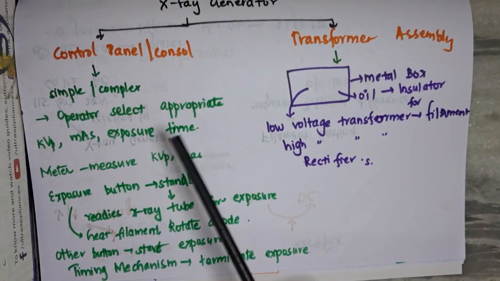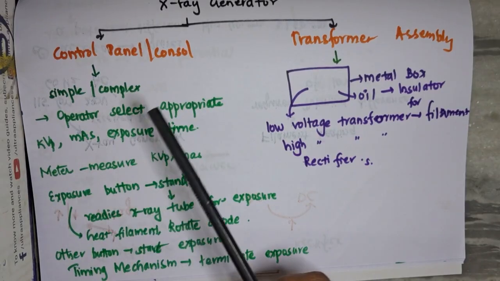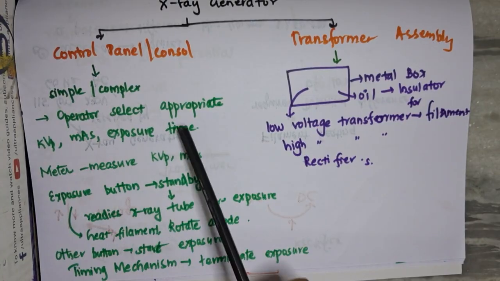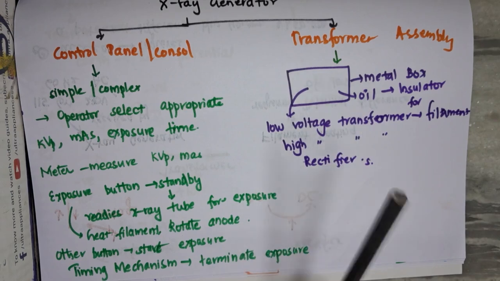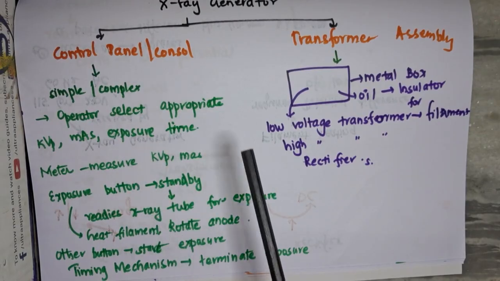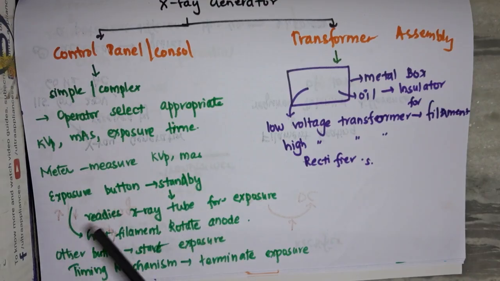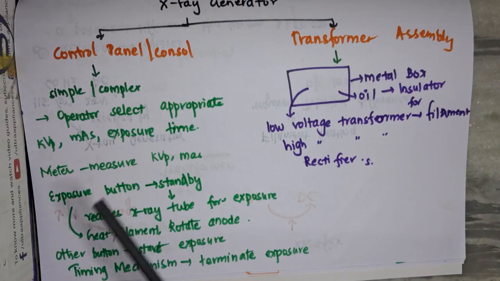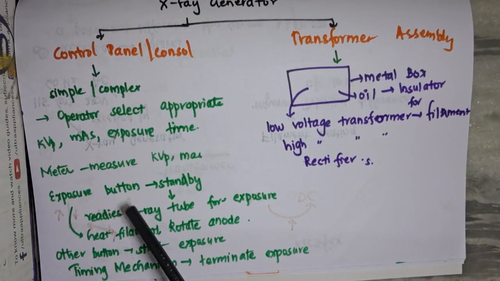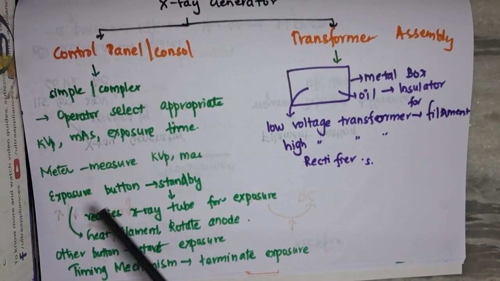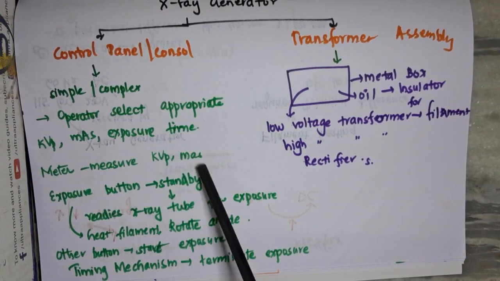In the control panel, the operator selects the appropriate kVp, mAs and exposure time for a particular radiological examination. There are also meters which measure the exposure, the kVp and the mAs during the exposure. There are two buttons in the control panel. The first button is called the exposure button or standby button. Actually it is a standby button.